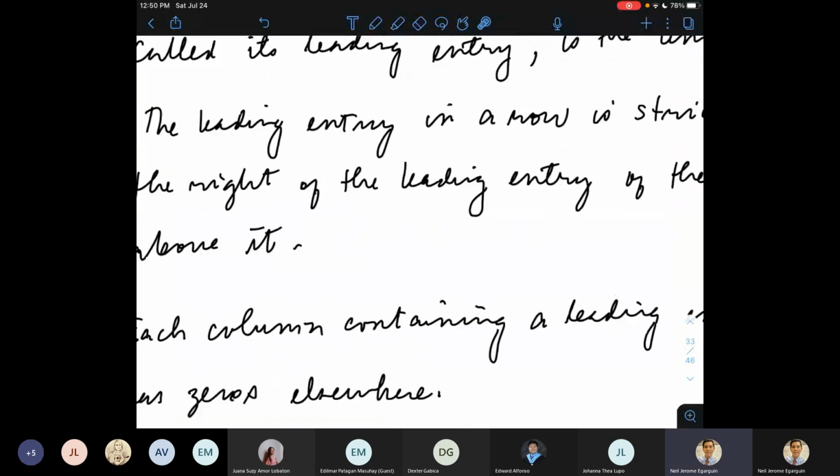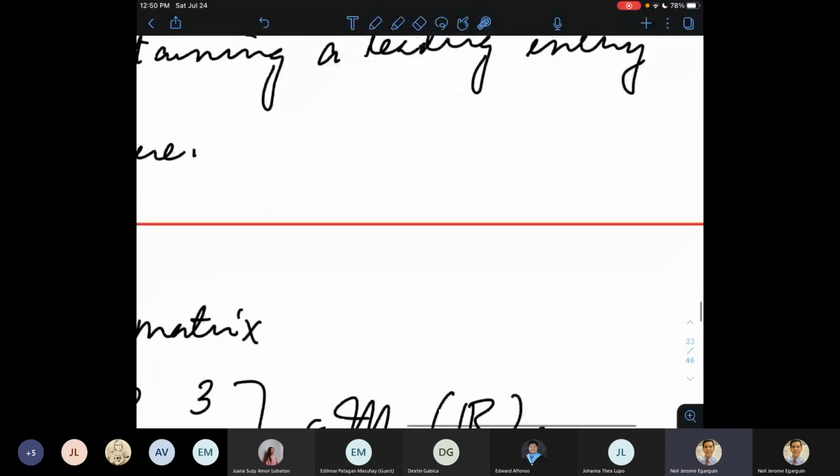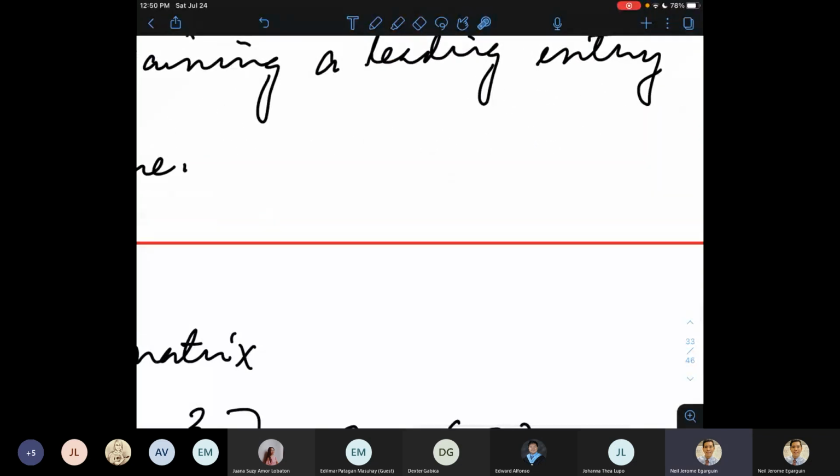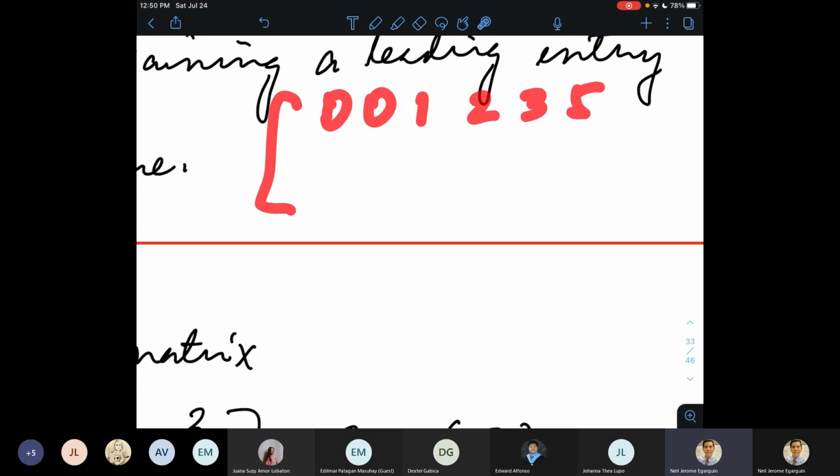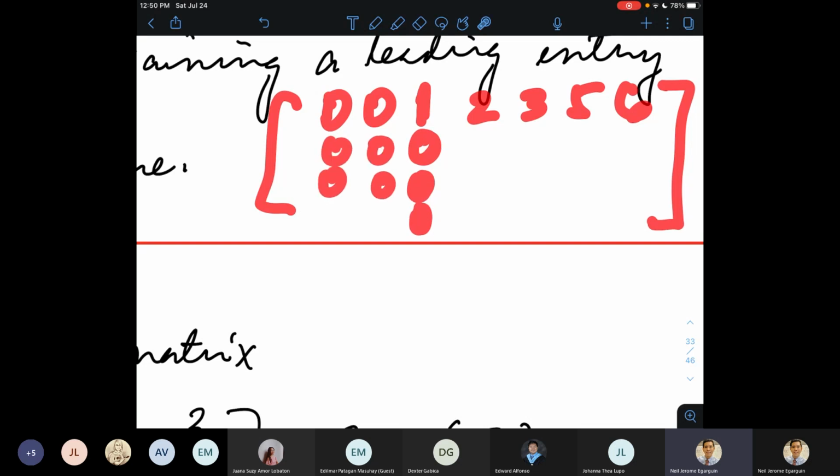So, if you have here, don't worry kung medyo mabilis yung examples dito kasi makakita naman tayo mamaya ng RREF in details. Pero since this is 0, 0, 1, 2, 3, 5, 6, alright? So, ibig sabihin lahat dapat na nandito ay 0 na. Kasi leading entry to, dapat 0 na yung nasa ilalim niya. And then, bawal magka-leading entry dun sa nasa unahan, so puro 0 na yon.